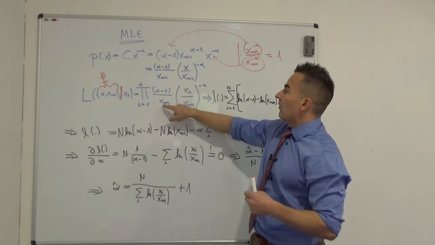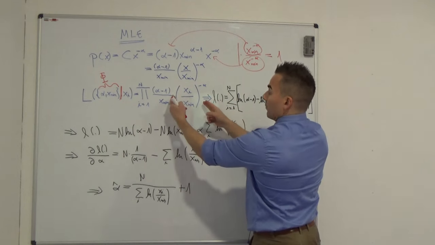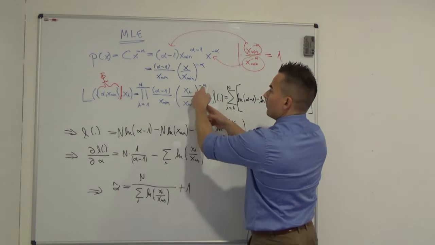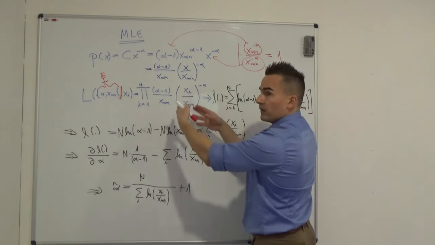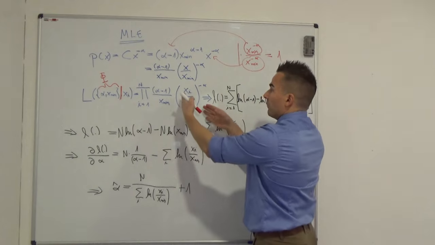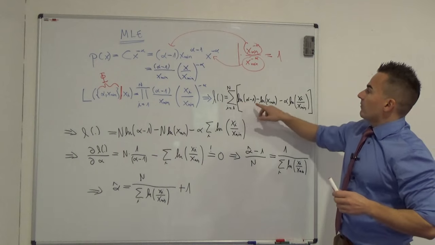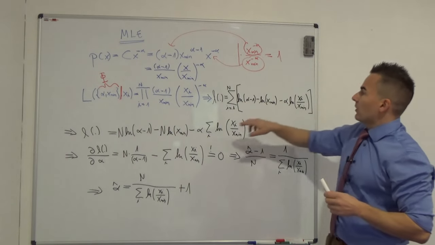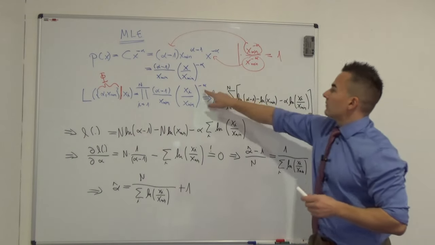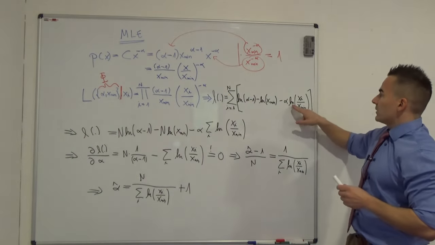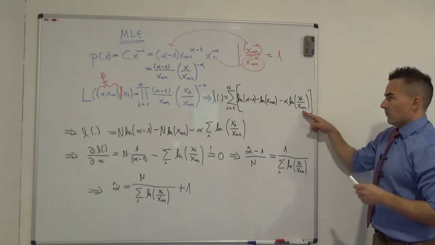the logarithm of x minimum, plus the logarithm of this term here, and the exponent comes as a factor in front of the logarithm of that term, making the second term negative. So again, we have the logarithm of alpha minus 1, minus the logarithm of x minimum value, minus alpha times the natural logarithm of xi over x minimum. Okay?